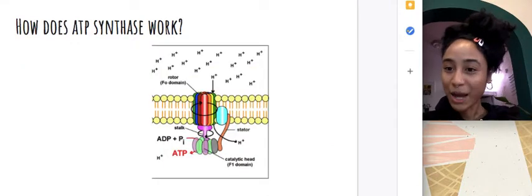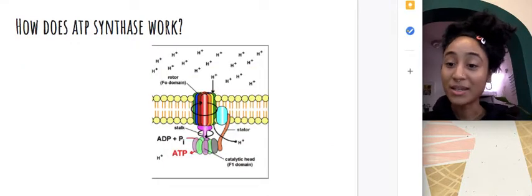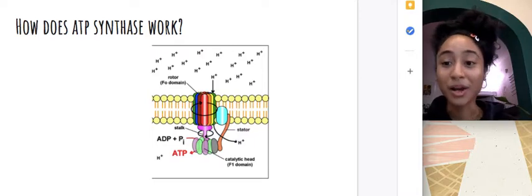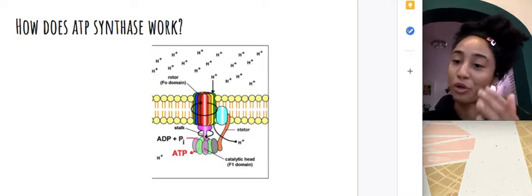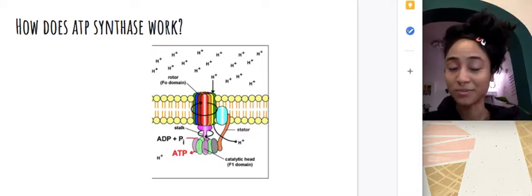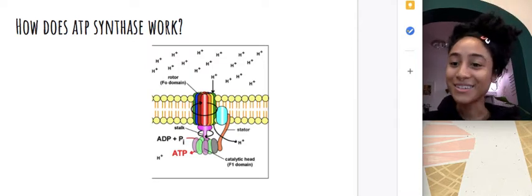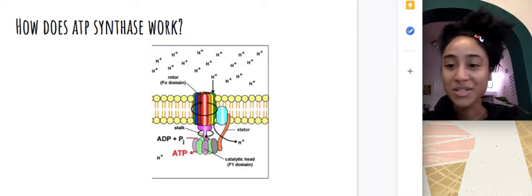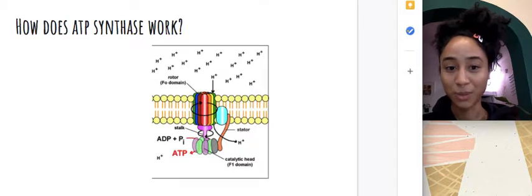Okay, so now we know that ATP synthase is powered by a proton gradient, right? Protons are going to flow through ATP synthase to get it to turn. How is that proton gradient established? Where does it come from? It doesn't just happen out of nowhere. Those protons have to come from somewhere.